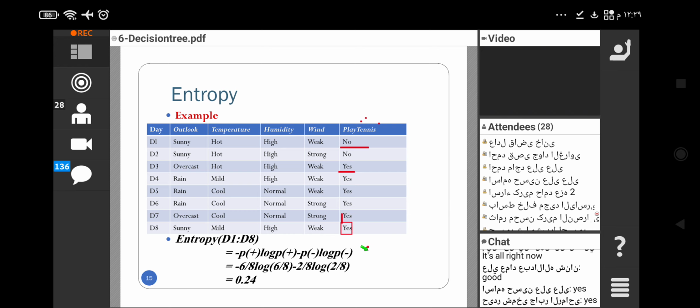Okay? That's zero entropy. If all of the data is yes or all of the data is no, okay, if all of the data is yes, the probability of positive would be 8 divided by 8 logarithm 8 divided by 8. 8 divided by 8 is 1, okay? And the logarithm of 1 is 0. And then the probability of the negative class is 0. So the entropy would be 0. So if all of the data are in the same class, that's the best situation for the entropy. Okay, do you understand?